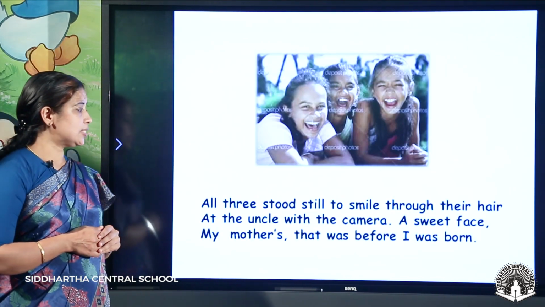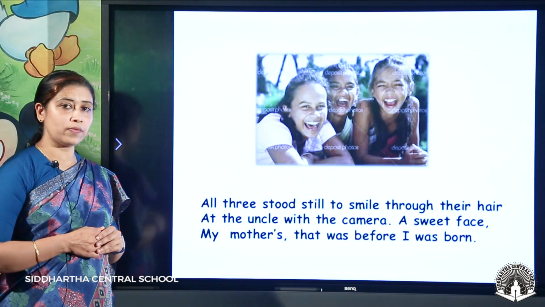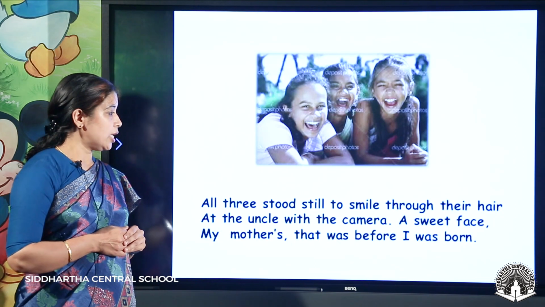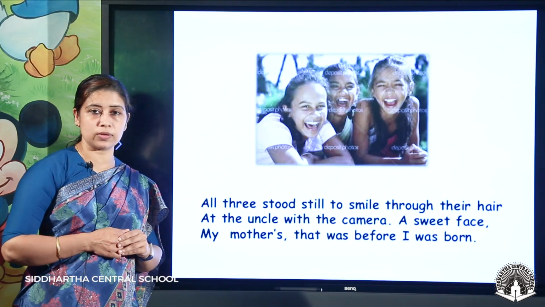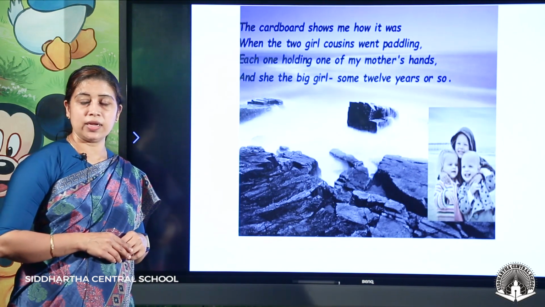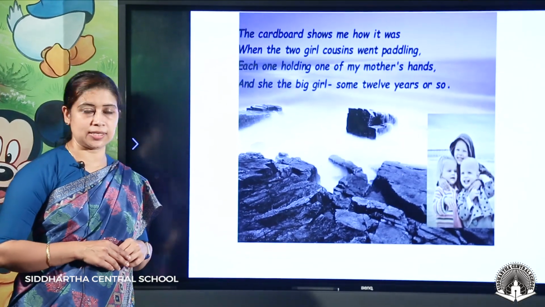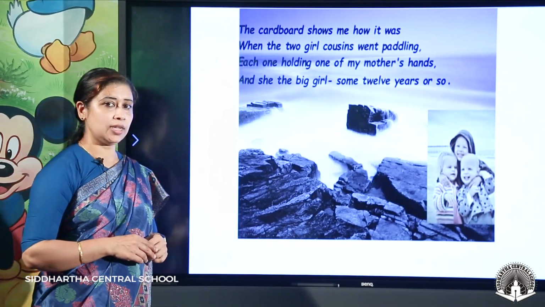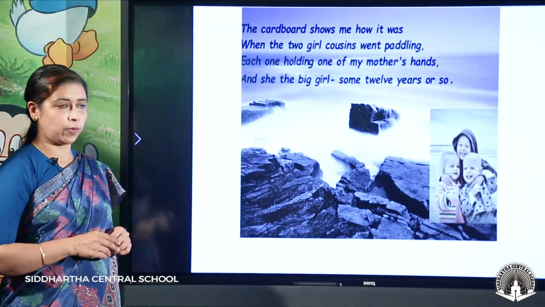All 3 stood still to smile through their hair at the uncle with the camera, a sweet face, my mother's, that was before I was born. The poem describes 3 stages of life in the passage of time. So let's go to the first stanza. See the first stanza, that is the first stage of life described by the poet in this poem.